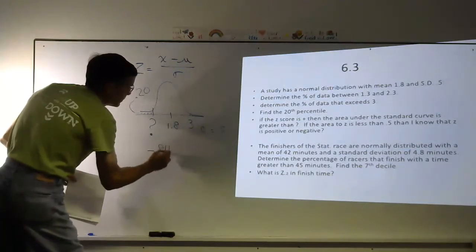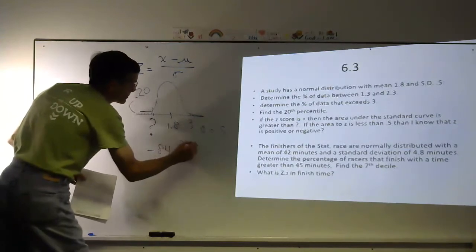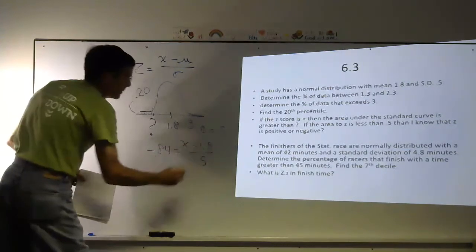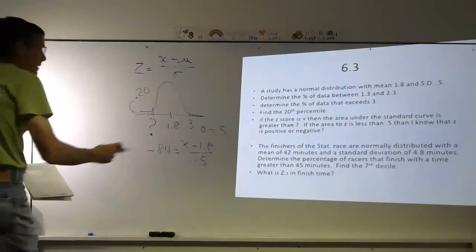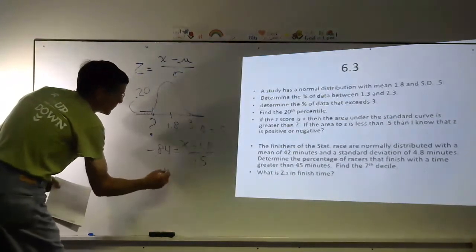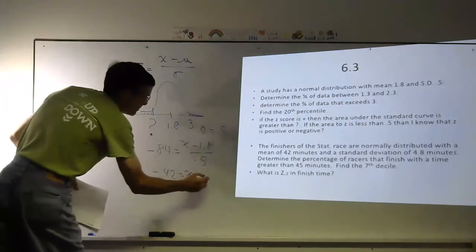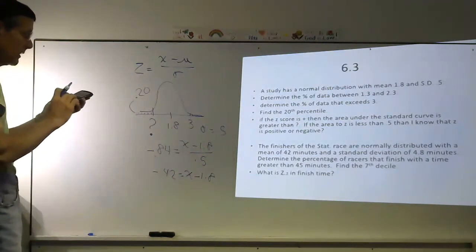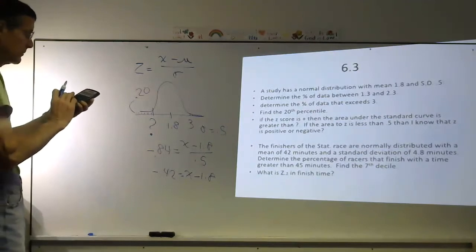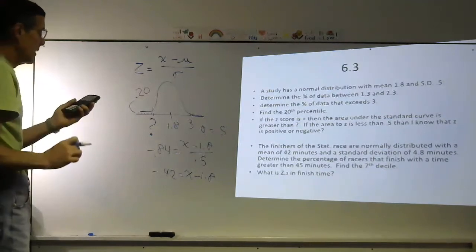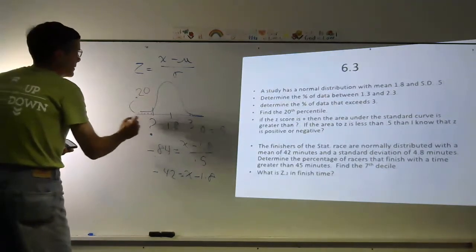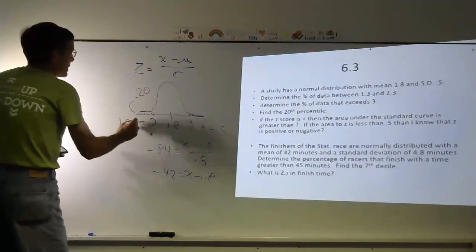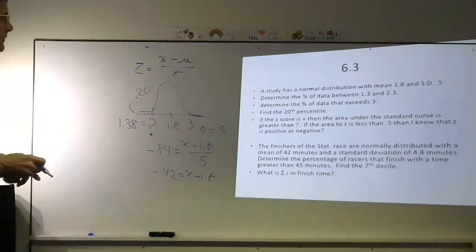Negative 0.84 is the z-value, equal to x minus mu all over sigma. Cross multiply: negative 0.42 is x minus 1.8. Add 1.8. So I have negative 0.42 plus 1.8, and I get 1.38. Down here, 1.38 will have 20% of the data below it.